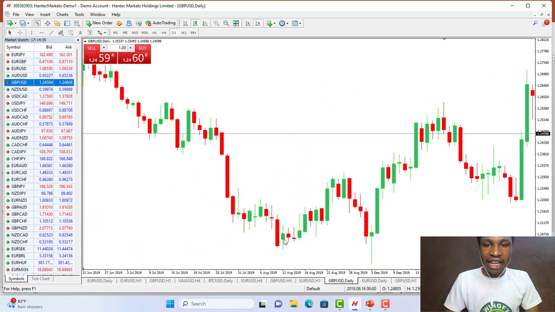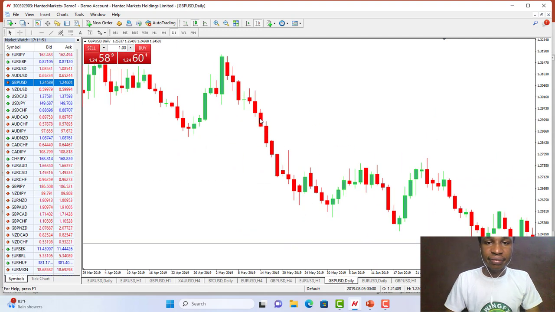This is also a Harami pattern. This is a bullish Harami. Initially the market was selling, but when it got to this place, what happened? It gave a gap to the upside, and at the end of the day, there was a buy. It's still a Harami pattern.